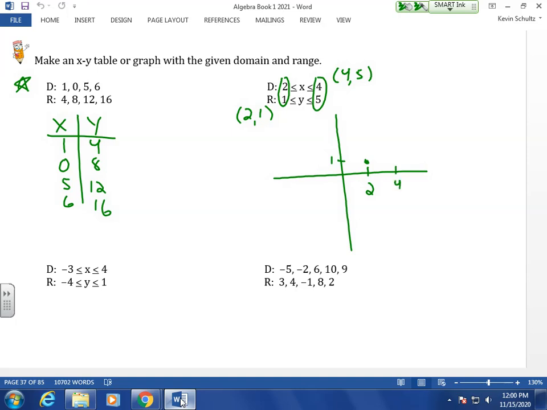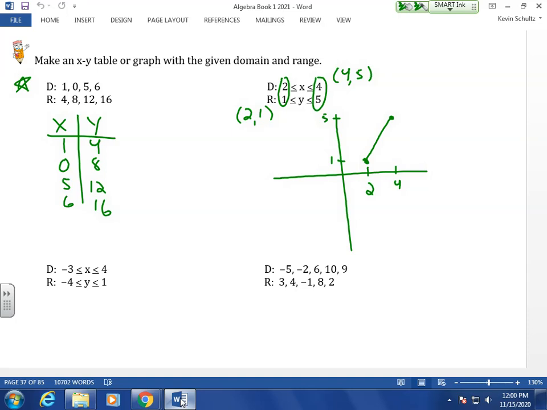4 on X is going to be right about there. 5 on Y is going to be way up there. So 4, 5, right there. And we connect those points to make our segment. Again, it's not a line, so we're not putting arrows on it. It does not go on forever. It starts at 2, 1, ends at 4, 5.